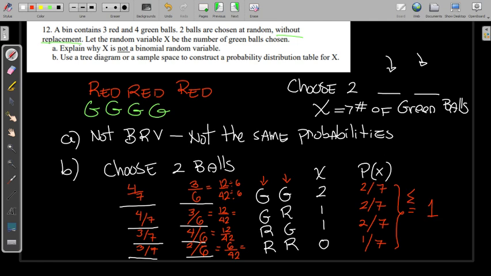So this is your table. This is the probability distribution table that they were asking for. It's basically 2 columns: the number of greens and the probability of each event. I just did this to show you how I came up with the probabilities.